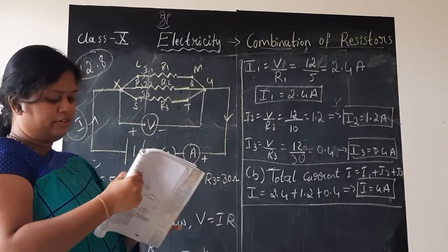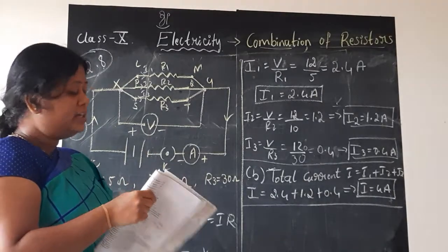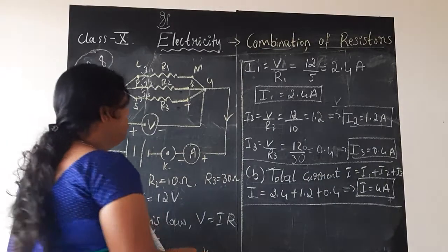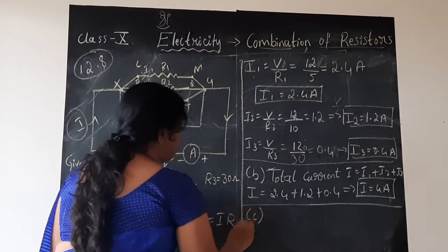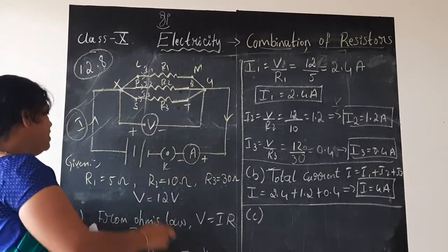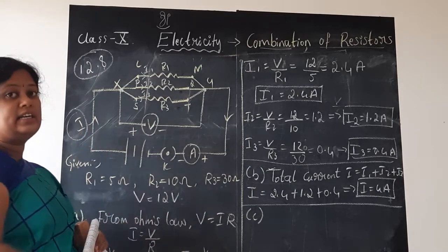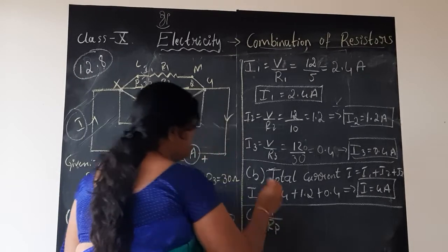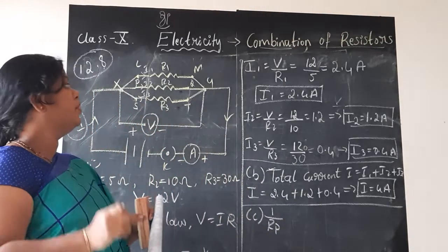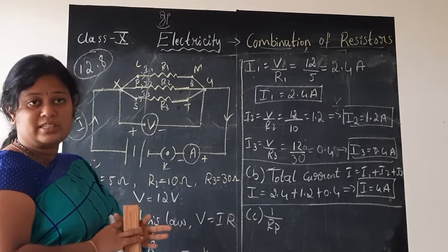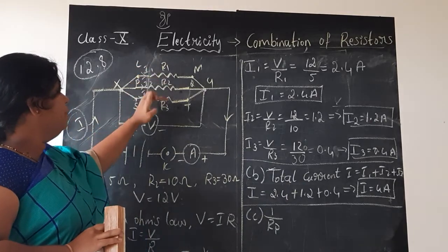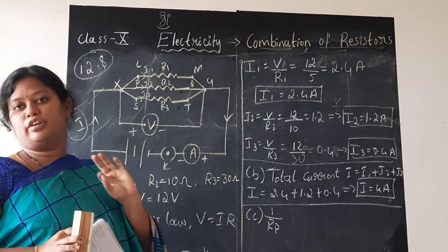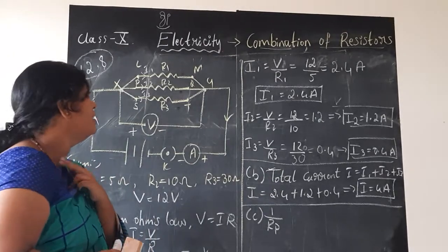In the third part of the question, children, they asked to find out the total resistance in the circuit. So this is the important part. Total resistance, since it is a parallel connection, we learnt the formula, no? 1 by Rp. This is very, very important, children, where most of you make the mistake. Connected in parallel means simply don't add up 5 plus 10 plus 30 and write 45. You will go wrong. This is a parallel connection.